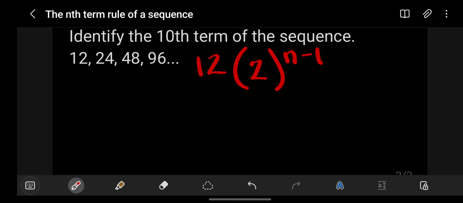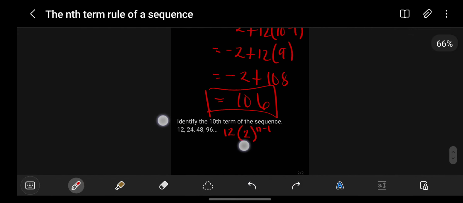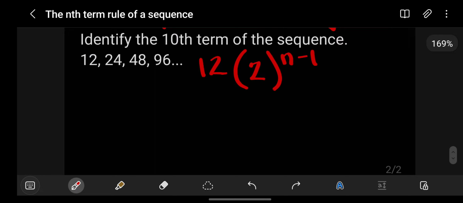Remember that if you are dealing with repetition of multiplication in the pattern, you have to make the n minus 1 into an exponent and do not multiply it to the pattern. Make it as exponent of the pattern. Okay? I hope that is clear. The only difference between the examples earlier and now is the third step. That's the only difference. The first and the second step, it's still the same.